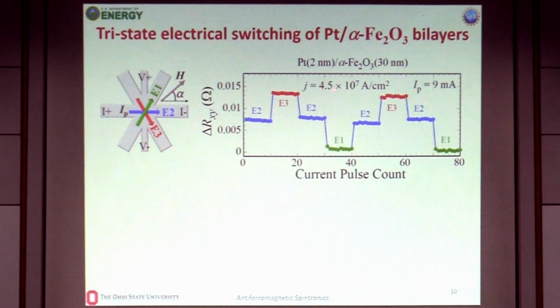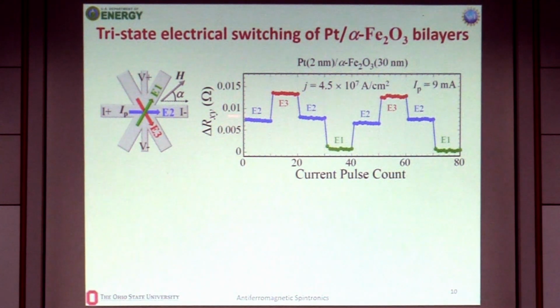9 milliamps corresponds to 4.5 times 10 to the 7th amp per centimeter squared, or 10 to the 11th amp per meter squared. So that is the scale of the pulse current. Each dot corresponds to 1 pulse, and after each pulse we wait for 30 seconds to make sure the temperature and other things come back to equilibrium. And then we send a smaller current. The sensing current we use is about 0.3 milliamp, very small compared to the pulse current. It's a DC, and then we measure the voltage. And that is what we plot here as delta R xy.